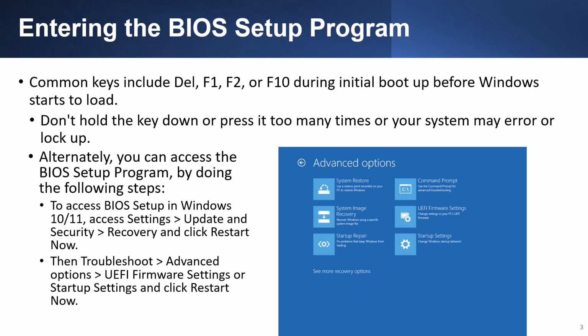Alternatively, for Windows 10 and 11, you can click the Settings gear button, click Update and Security, click Recovery, and click Restart Now. Then click Troubleshoot, click Advanced Options, click UEFI Firmware Settings or Startup Settings, and click Restart Now to automatically go into the BIOS Setup Program.